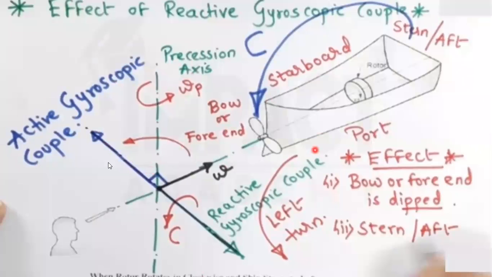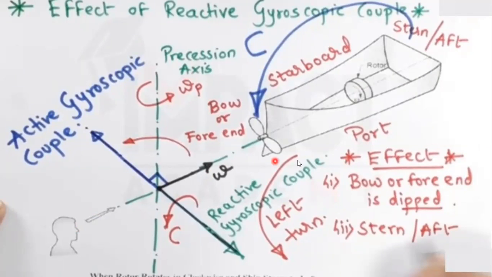So I will take another example. Here also, just imagine the rotor is rotating in a clockwise direction, and we are viewing the ship from the front side. So this is the bow and this is the stern. The stern is also called aft, and the bow is also called the fore end. So this is the axis of spin, and we are looking at the ship from the bow end.